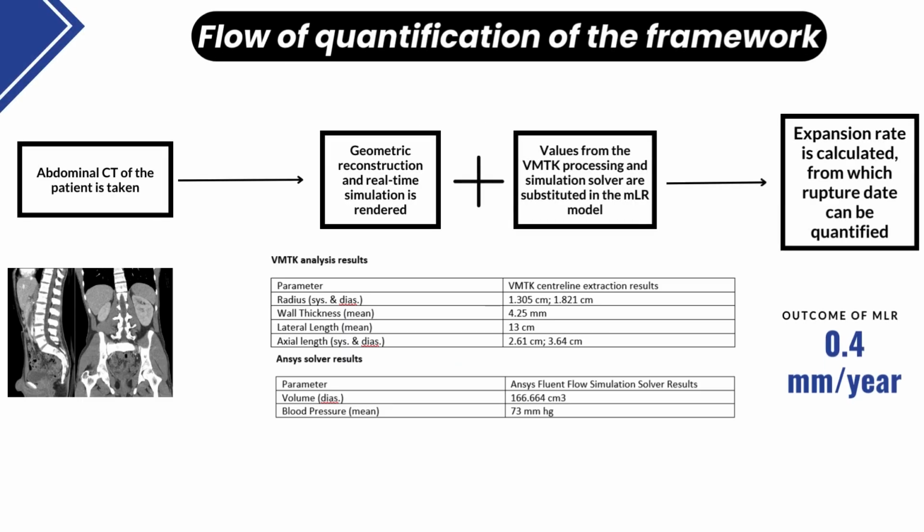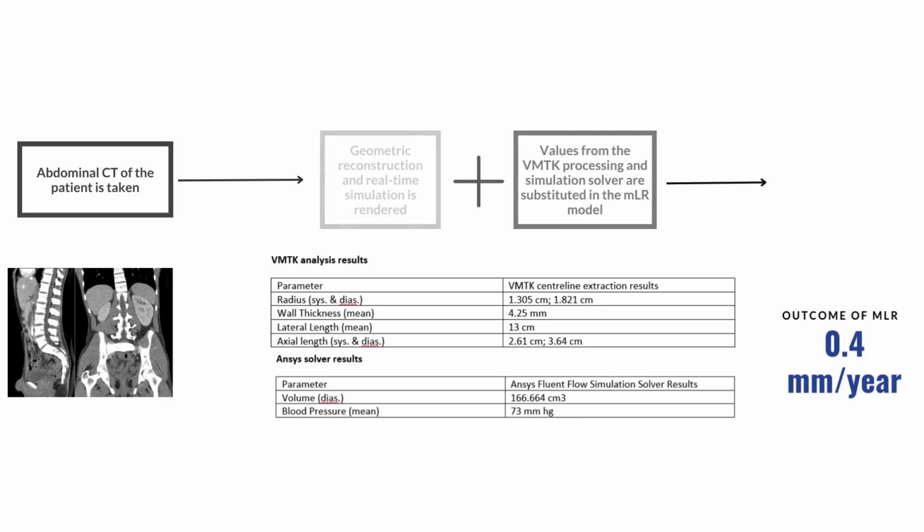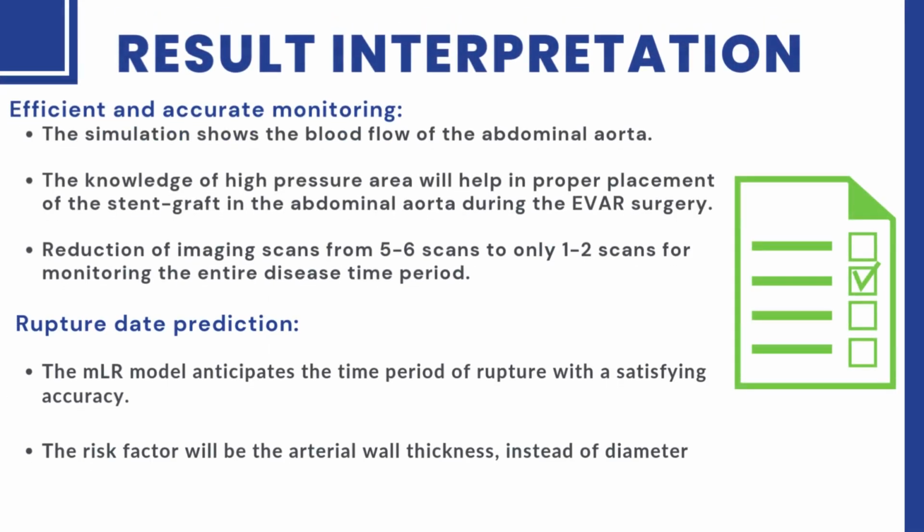So, summarizing the flow of quantification: the abdominal CT scan is taken, then geometric reconstruction is performed, and the simulation is rendered. Then we get values from the VMTK processing and the simulation solver, which are substituted into the Python code of the MLR model. Using these values, the expansion rate is quantified. And using the expansion rate, we estimate the rupture date to a certain extent, which will give doctors an idea of when to perform the intervention.